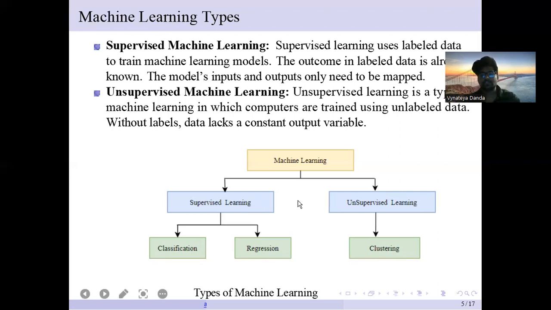So again, if you can see the picture here, machine learning is classified into supervised and unsupervised. Again, supervised is classified into two types, which are classification and regression. And unsupervised learning is classified into clustering.